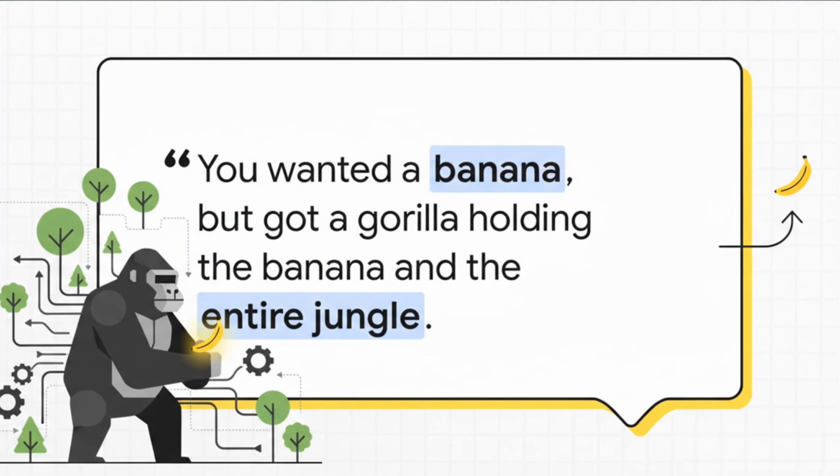This quote from Joe Armstrong just brilliantly nails the most common architectural trap out there. It's about overusing a technique called inheritance. You just wanted one small piece of functionality, the banana. But to get it, you're forced to drag along this mountain of other code you don't need. That's the gorilla and the entire jungle.